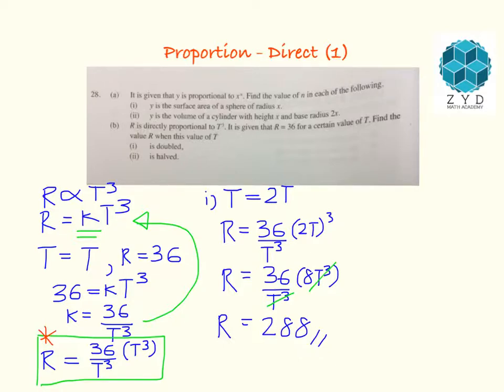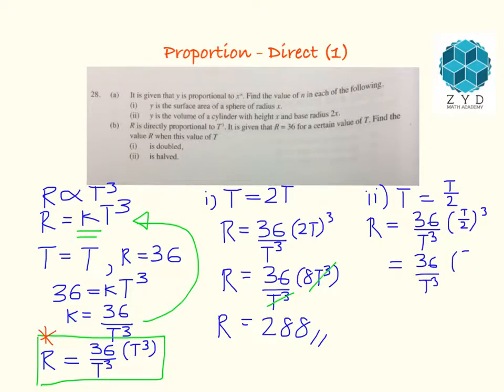As for part 2, the value of t is now half. So you might have already guessed, t is now t over 2. And again, we will substitute back into this general equation. So we will get r equals 36 over t cube multiplied by t over 2 cube. So we will get 36 over t cube, and this is t cube over 8.